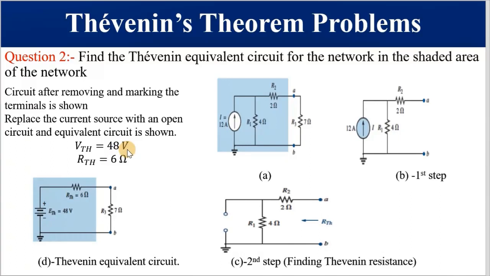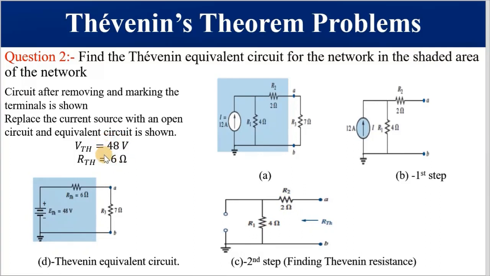We now want to find R Thevenin. How do we find R Thevenin? This is a current source, so we are going to replace it with an open circuit. And this is the equivalent circuit we are going to use to find R Thevenin. Looking from this direction, the total resistance, which is R Thevenin, is equal to 2 plus 4, and this is going to give us 6 ohm.